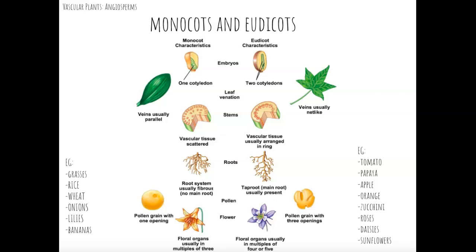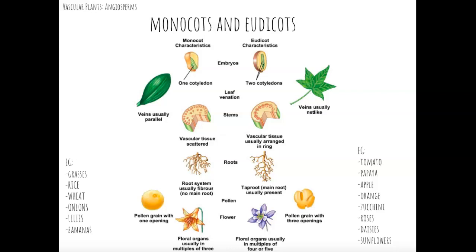Within the angiosperms, the two types, like I said, that we're going to talk about are the monocots and the eudicots. Monocots include a lot of things that most people on the planet base their entire diet around. So there are things like grasses, rice, wheat, those are all monocots. Also onions, lilies, and bananas, those are all different types of monocots.